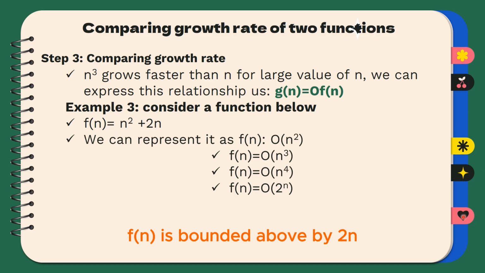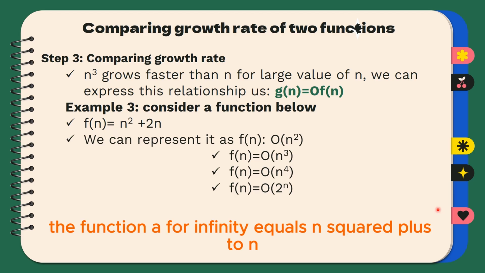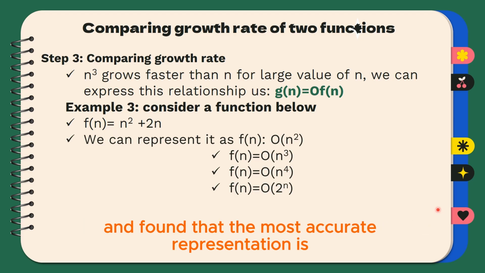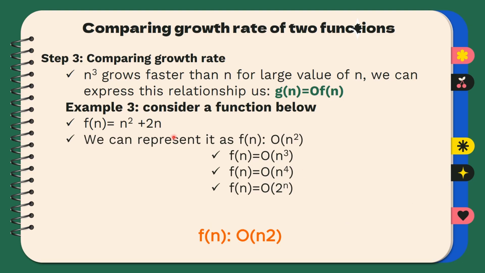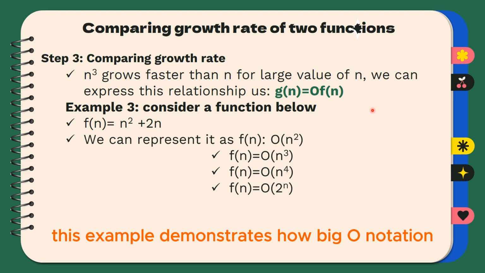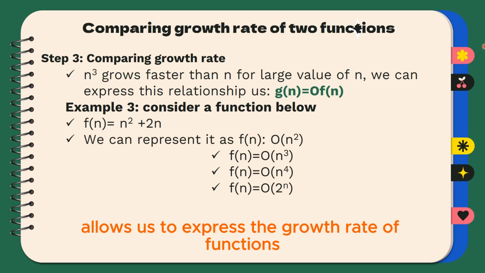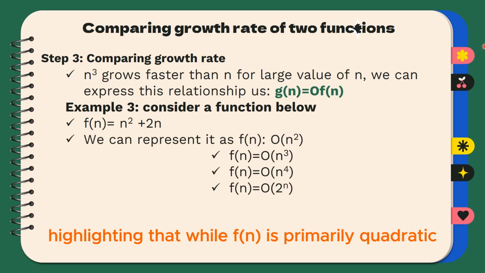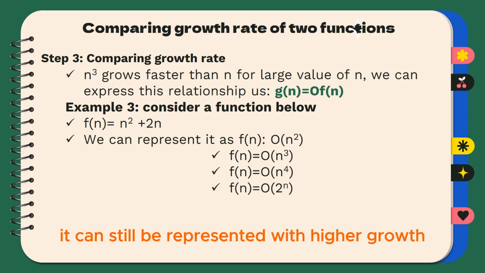In summary, we have analyzed the function f of n equals n squared plus 2n and found that the most accurate representation is f of n equals big O of n squared. We can represent it as big O of n cubed, big O of n to the power of 4, and even big O of 2 to the power of n. This example demonstrates how big O notation allows us to express the growth rate of functions in various ways, highlighting that while f of n is primarily quadratic, it can still be represented with higher growth functions.